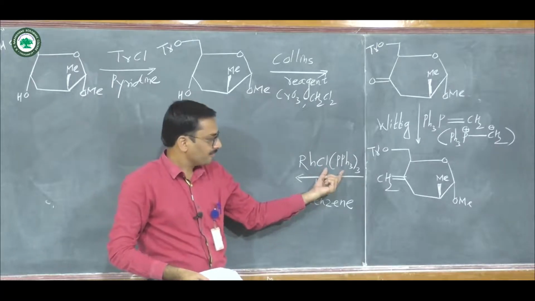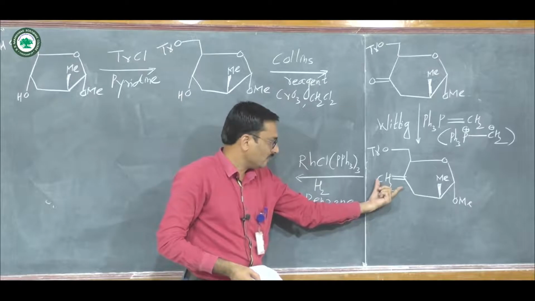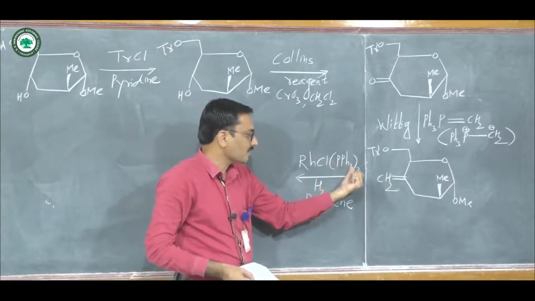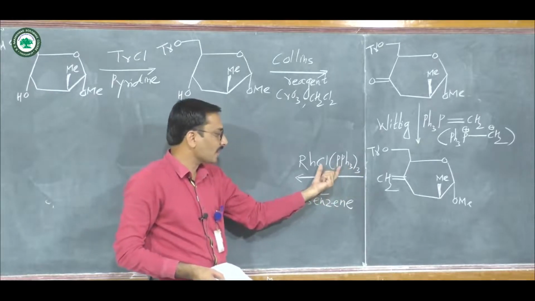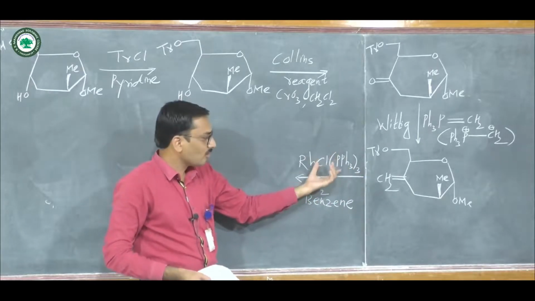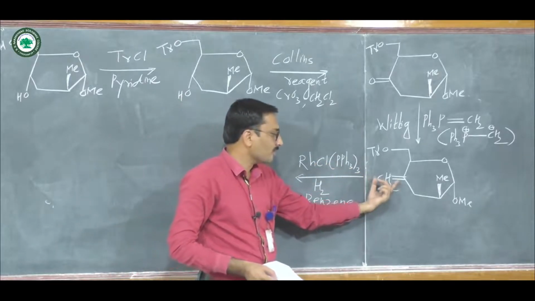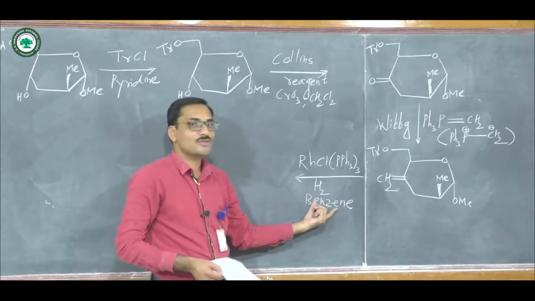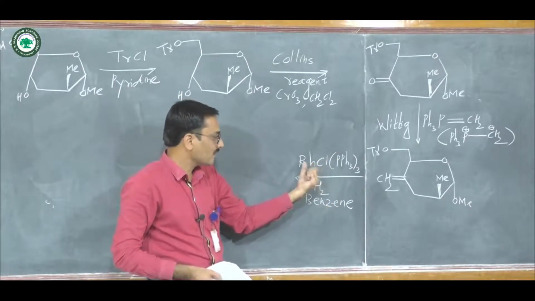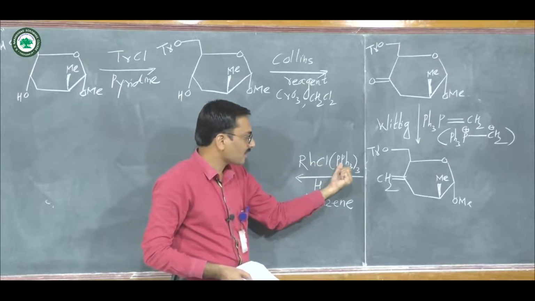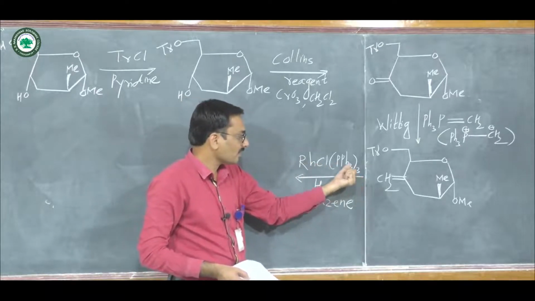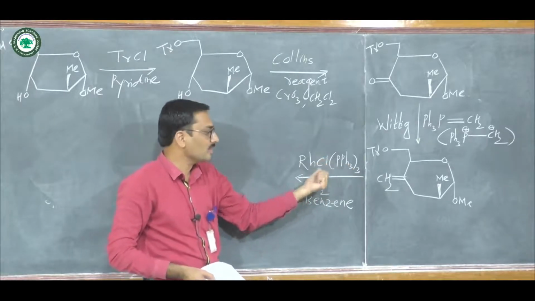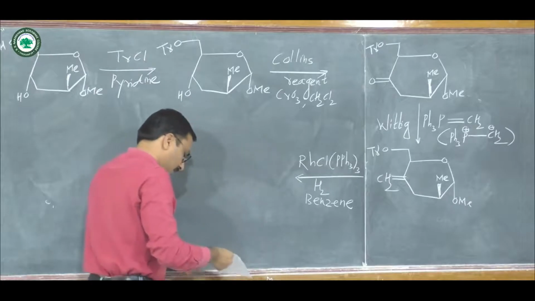Look at the next step. This alkene is allowed to react with RhCl(PPh3)3. So this is Wilkinson catalyst. It causes the hydrogenation of this alkene using hydrogen in the presence of benzene solvent. So this is Wilkinson catalyst, RhCl(PPh3)3, that is tris(triphenylphosphine)rhodium chloride. This is the name of this Wilkinson catalyst.